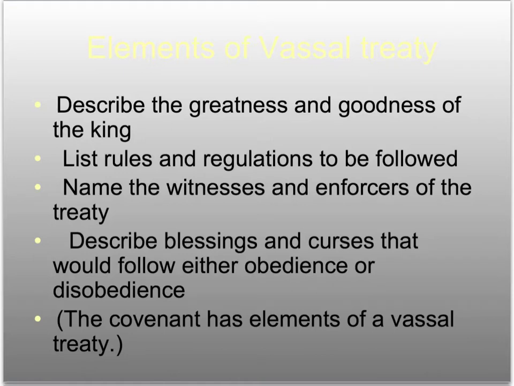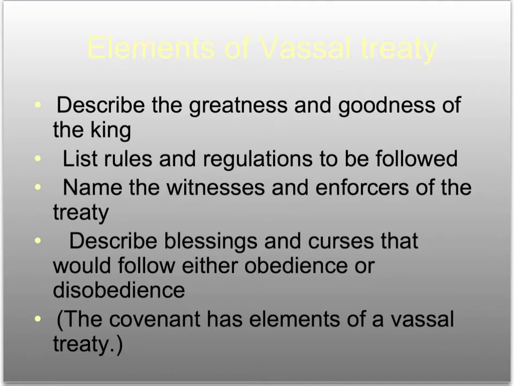Now, the agreement that God and the Israelites make in the book of Exodus has elements of a covenant treaty. So there are witnesses and the agreement itself. There's some ritual to it. And it also has elements of a vassal treaty. Now, this is how a vassal treaty would look.